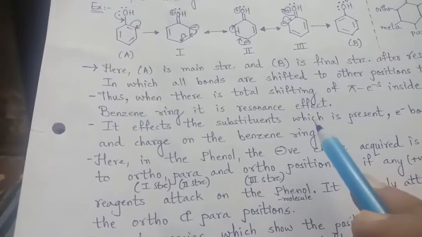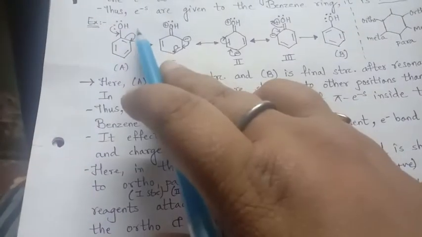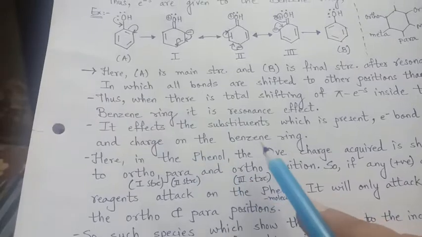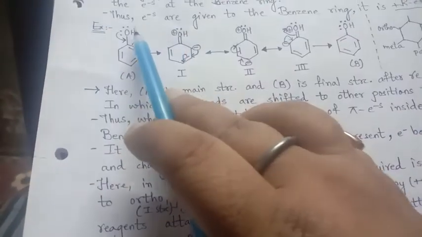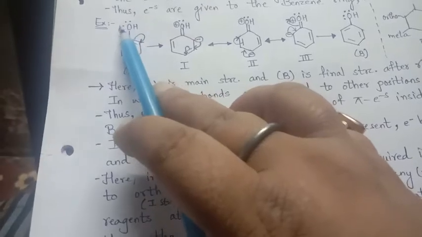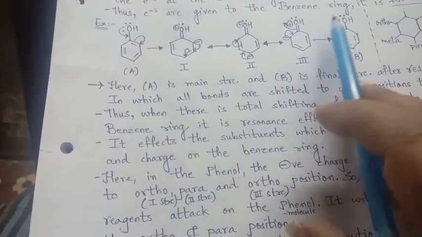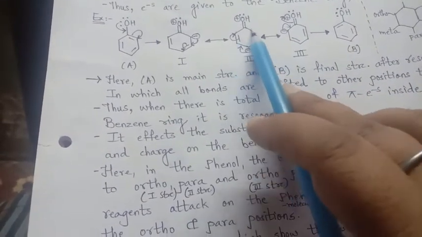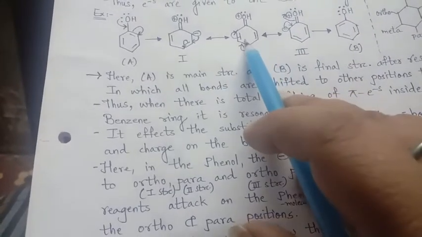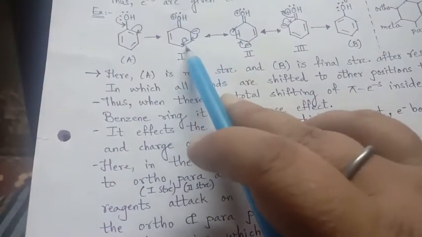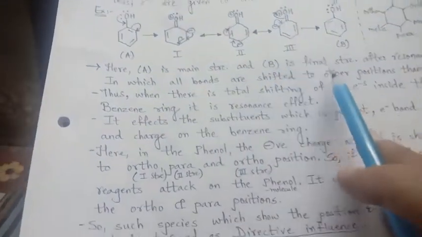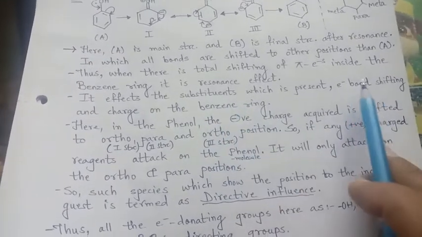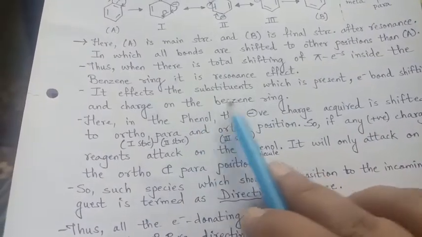These effects, the substituents which are present on it, the electron bond shifting and charge on the benzene ring. See here what happened. Substituents are also affected. It has acquired the double bond, then it got back the single bond. Also the electron bond is affected. See, they are shifting continuously, as well as the charge. It also shifts from ortho to para, para to ortho, right? So because of this resonance effect, what is affected? Substituents which are present, electron bond shifting, as well as charge on the benzene ring.